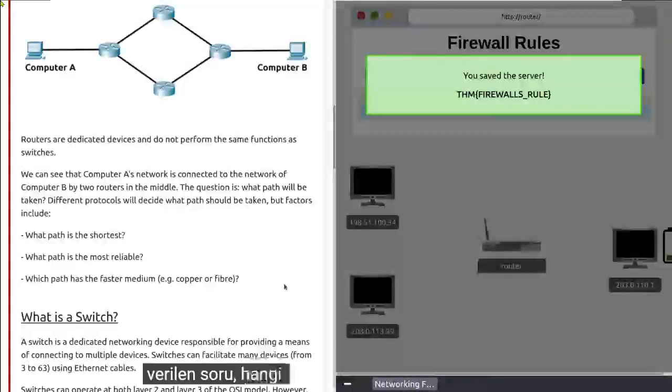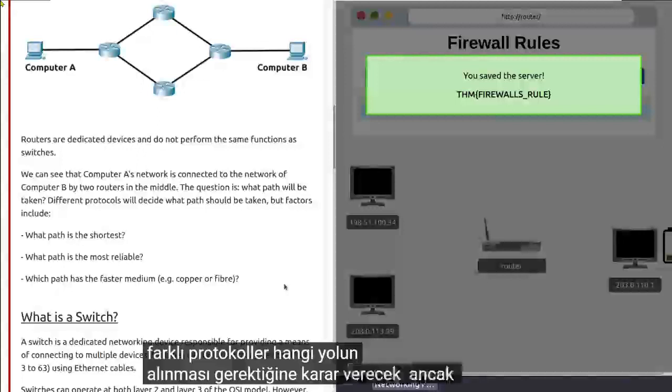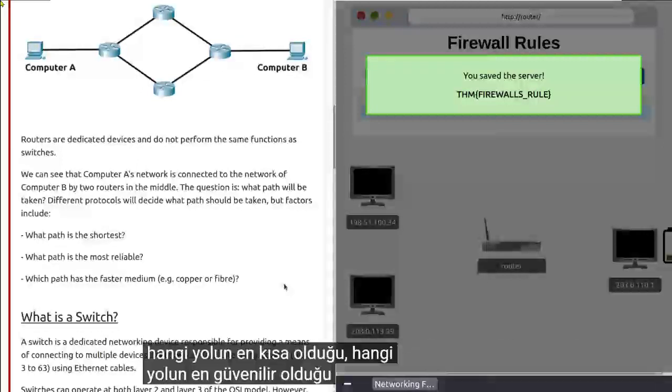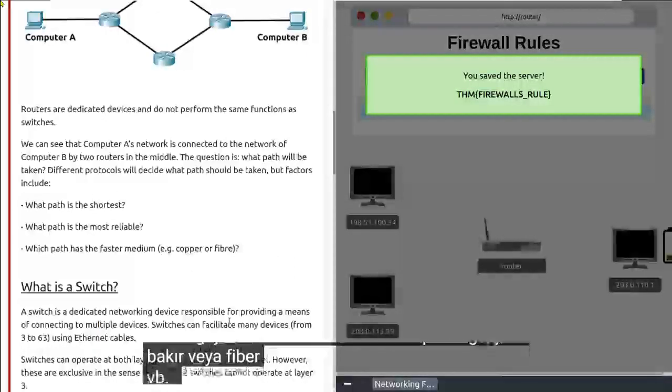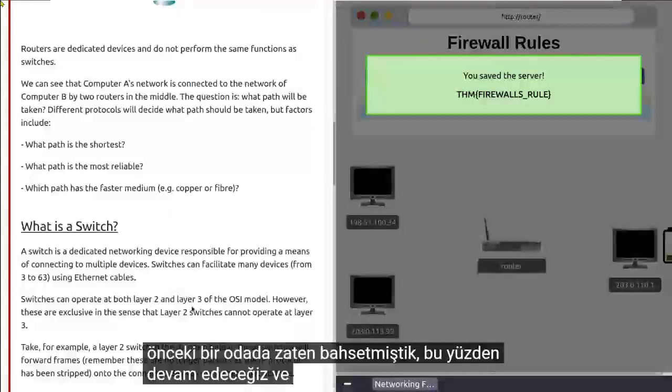The question is, what path will be taken? Different protocols will decide what path should be taken, but factors include what path is the shortest, what path is the most reliable, and which path has the faster medium, so copper or fiber, so on and so forth. We've already talked about this in a previous room, so we'll go ahead and move on.